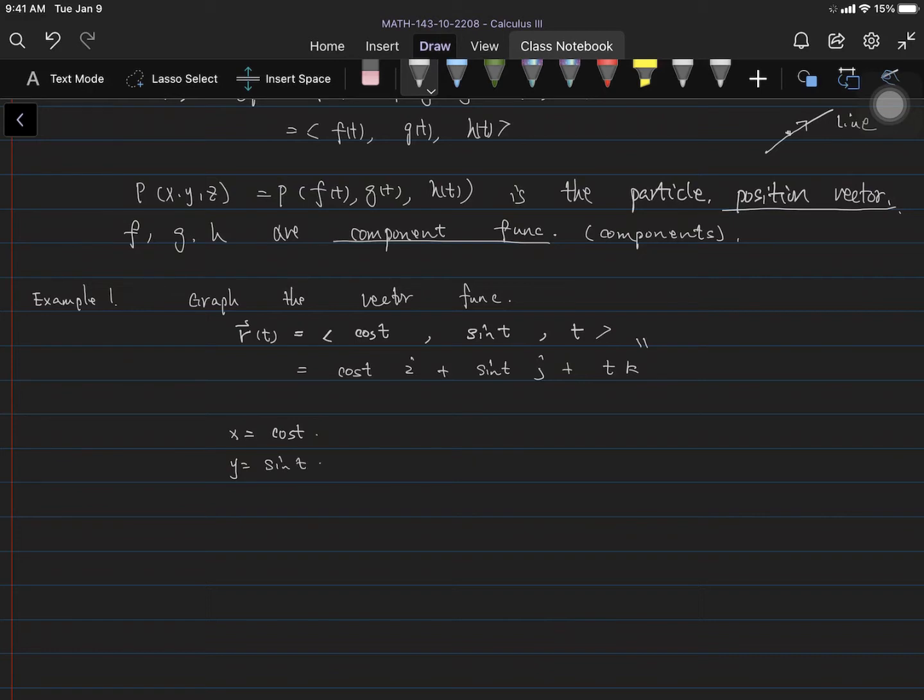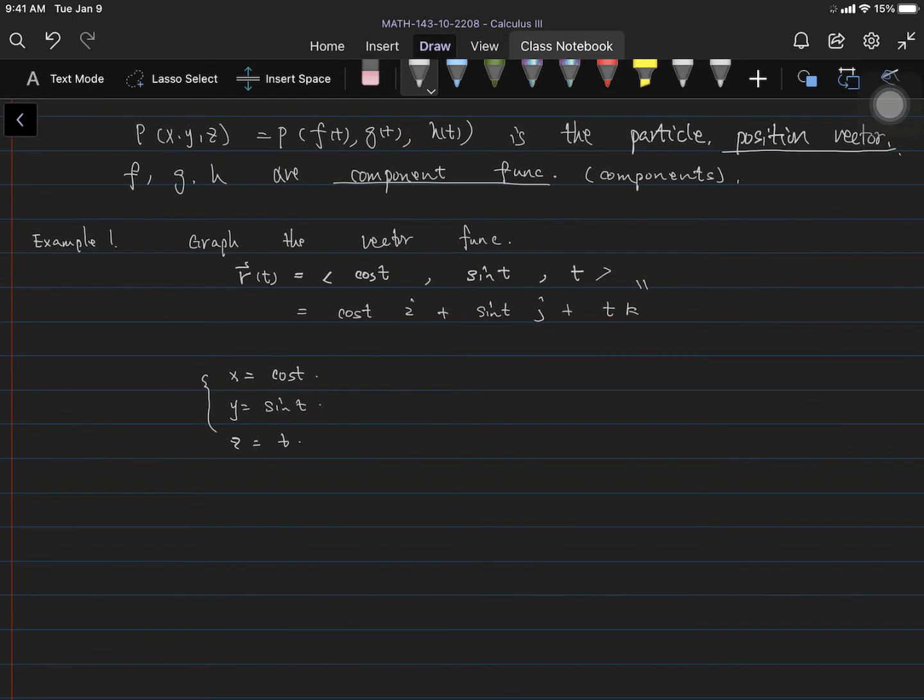Sine t, and z equals t, right? So when we translate this vector, we know x, y, z equals those three things, and think about the polar. So x equals cosine t, y equals sine t. What's the meaning of that one? In the plane, this is like a polar coordinate, right? So what's the meaning of that?